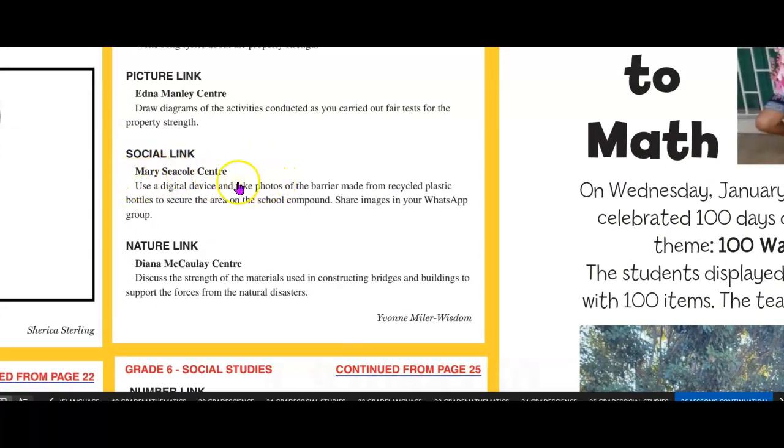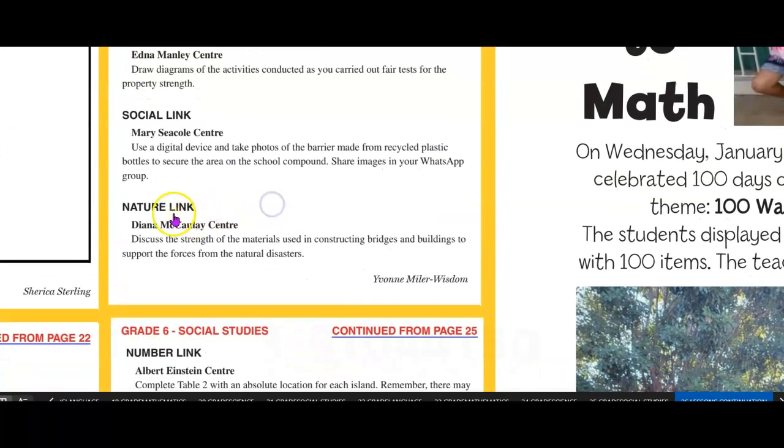Social link from the Mary C. Cole Center. Use a digital device and take photographs of the barriers made from recycled plastic bottles to secure the area on the school compound. Share images in your class WhatsApp group. Nature link from the Dan Macaulay Center. Discuss the strength of materials used in constructing bridges and buildings to support the forces from natural disasters.